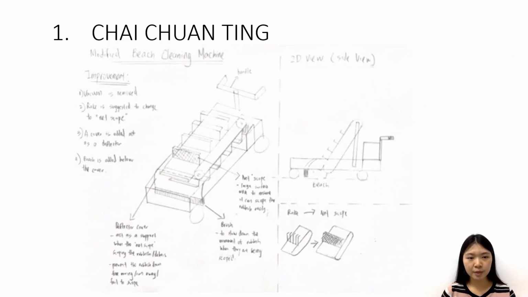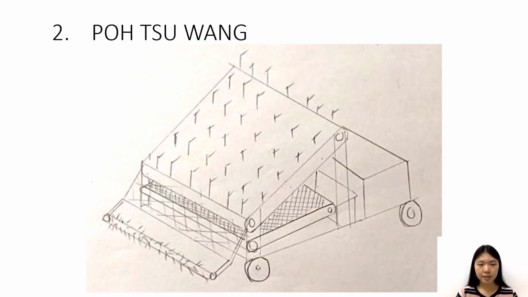This is the first modified design from Chuan Ting, and this design will remove the vacuum and push to move the machine. Also, the rack is updated to net shape, and a brush is added between the corner of the metal frame. The second modified design is from Poh Tsu Wang, and this design removes the vacuum, push to move the machine, and also 2 conveyors are used to transfer the rubbish and collect the rubbish.